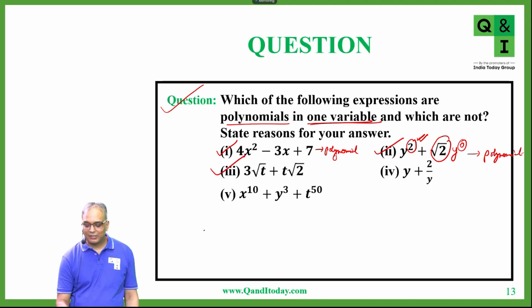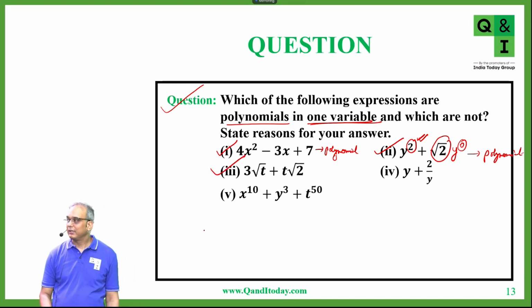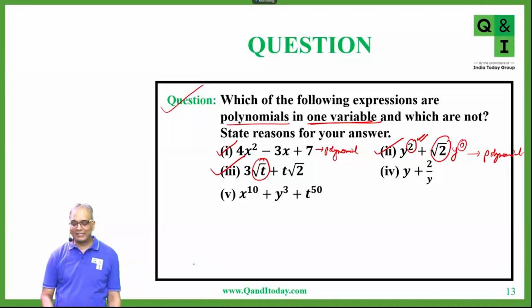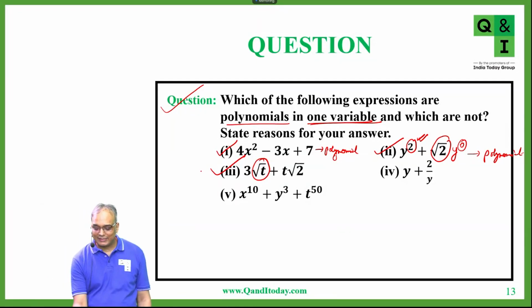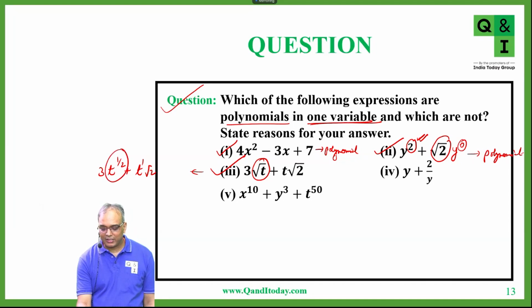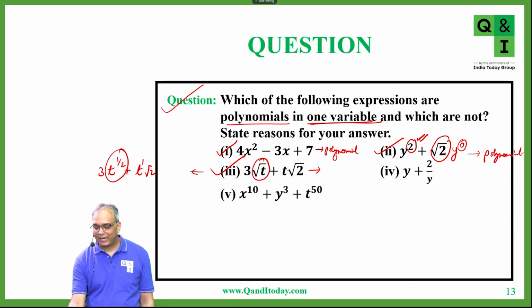What about the third one? It is not a polynomial, because here the power of t is the fraction 1 by 2. This can be written as 3t raised to the power 1 by 2 plus root 2 t to the power 1. Because the power is a fraction, this is not a polynomial. What about the fourth one?